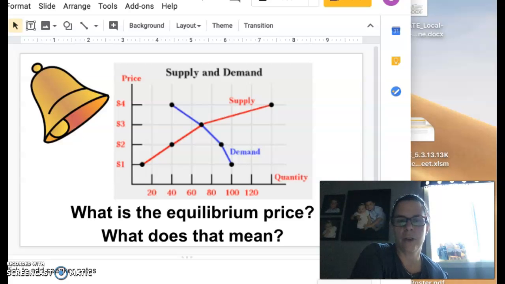So first, let's review what is equilibrium price and what does that mean. So equilibrium price is where quantity demanded meets quantity supplied, right in the middle. And we call this the market price. If the market doesn't get that price right, we'll end up seeing a surplus or a shortage or a disequilibrium. And so we talked about what happens with price changes.